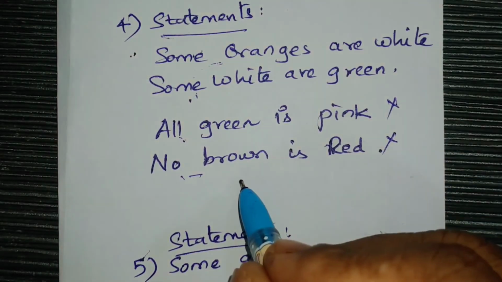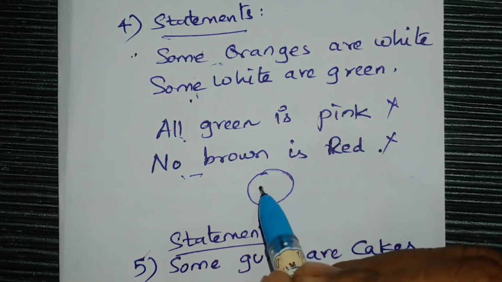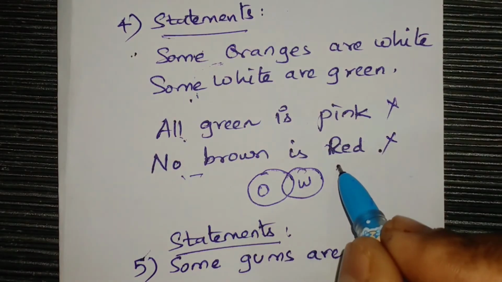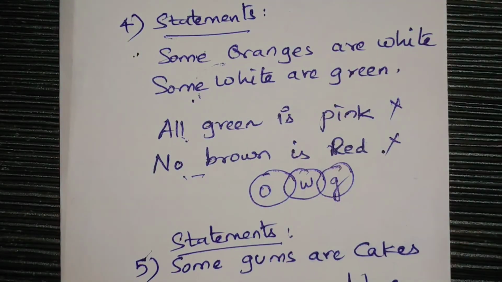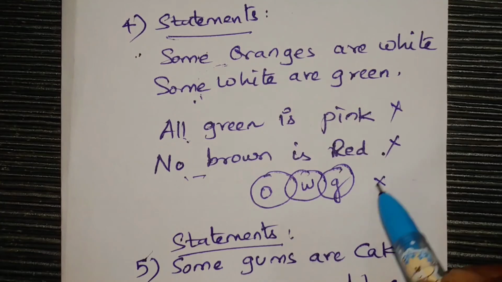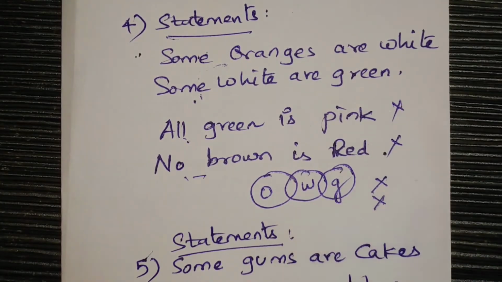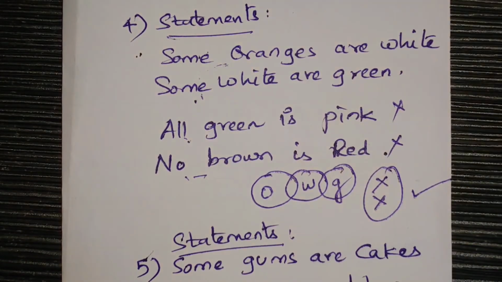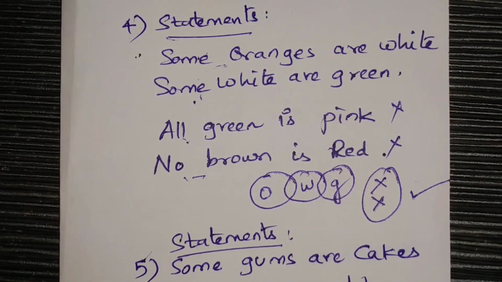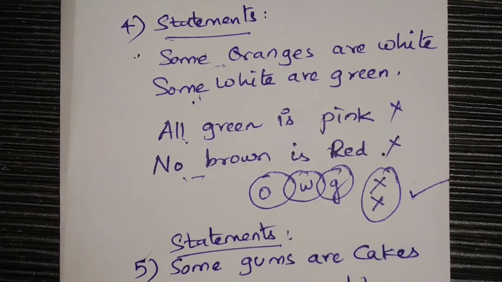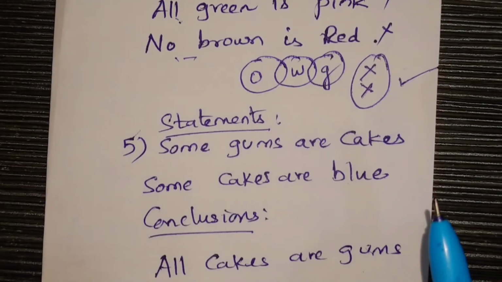Let us see the diagram. Some oranges are white. Suppose this is oranges, this is white. Some white are green. "All the green" does not follow, "no brown" does not follow. So by seeing itself, we can tell without drawing the Venn diagram. I am going to do one more video with "some", "no", "all" like this, so then you can get some clarity.